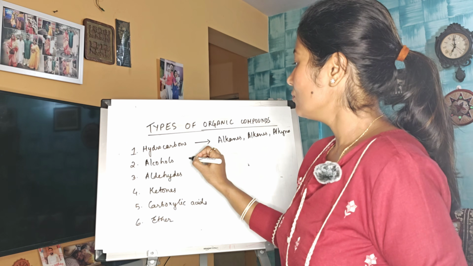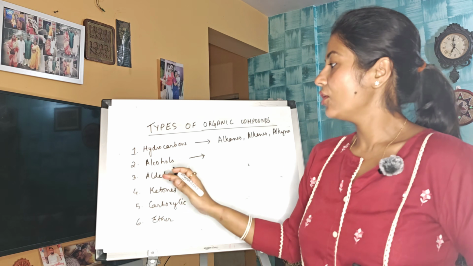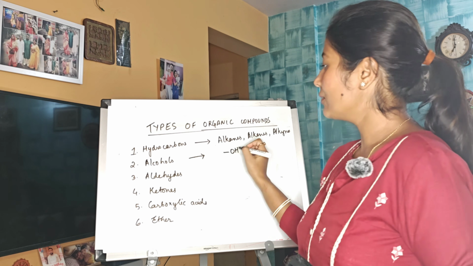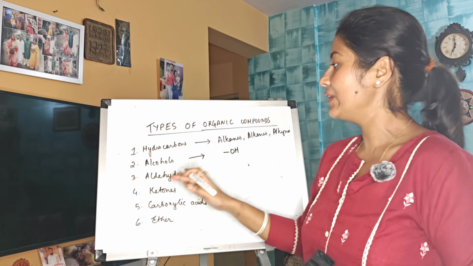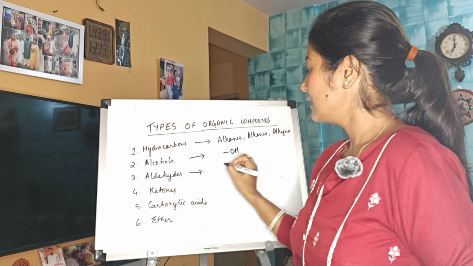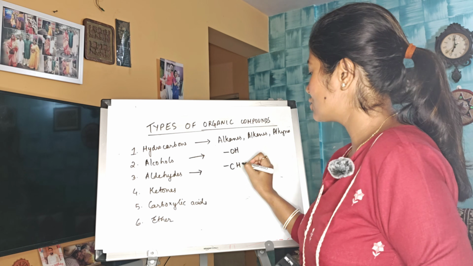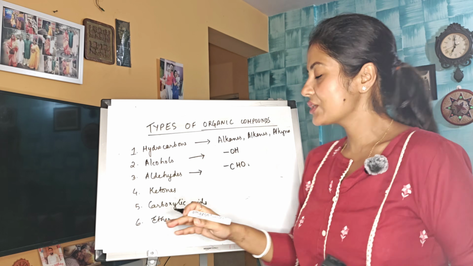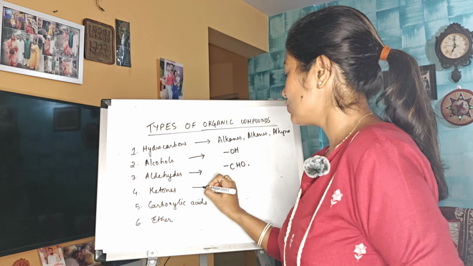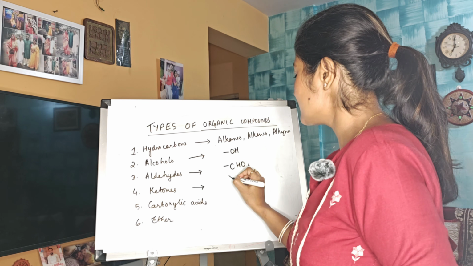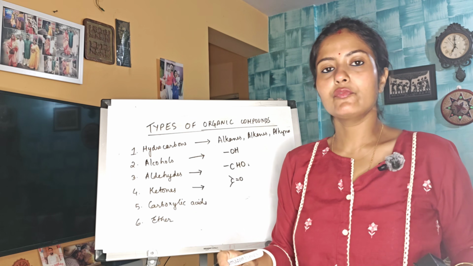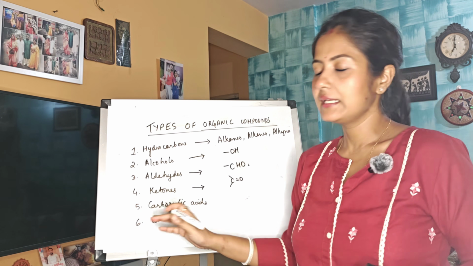atoms. Now alcohols. So alcohols, their general formula is denoted by OH. So any compound which we identify as an alcohol will essentially contain this group OH. For aldehydes, they will contain this group CHO. So whenever you see any compound which contains this group CHO, you can easily identify it as an aldehyde. Ketone, the functional group is CO. So any compound which contains CO can be identified as a ketone.